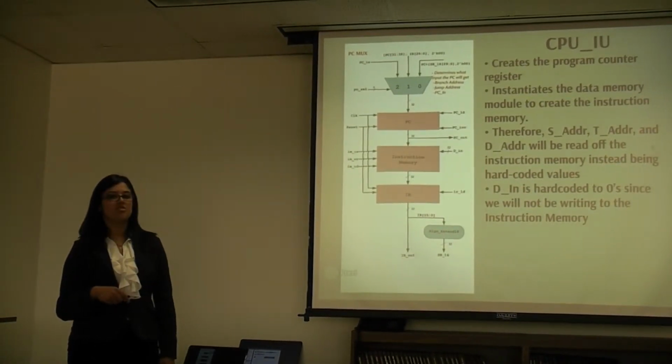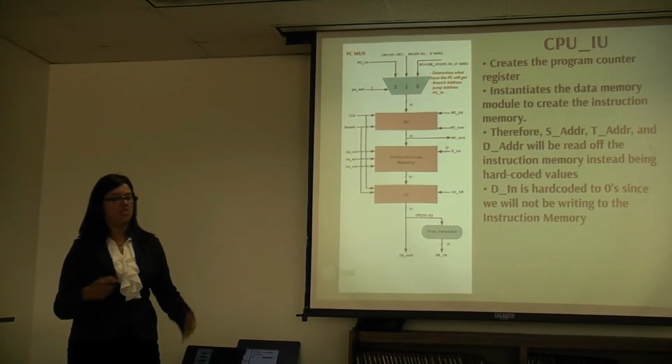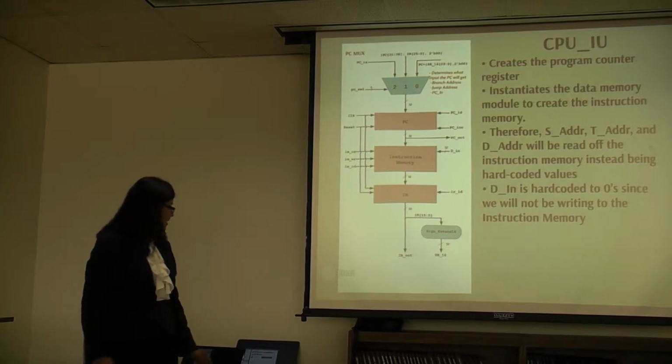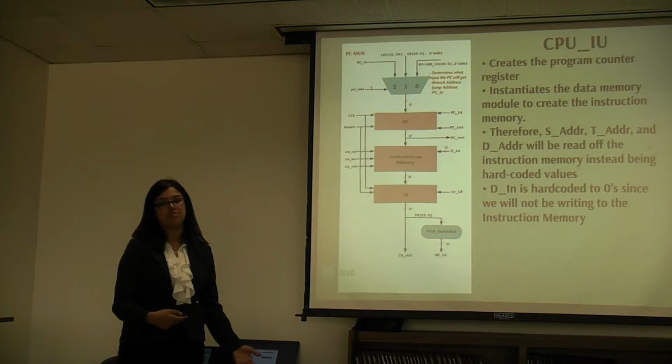Then the sign extension is usually used for I types. Since it's a 16-bit immediate value and we have to make it 32, we use the sign extension here. And then DN is hard-coded to 0, since in our processor we're not going to write to the instruction memory.